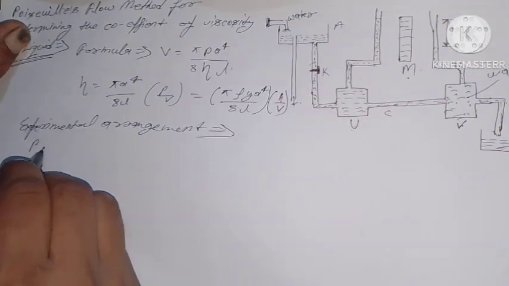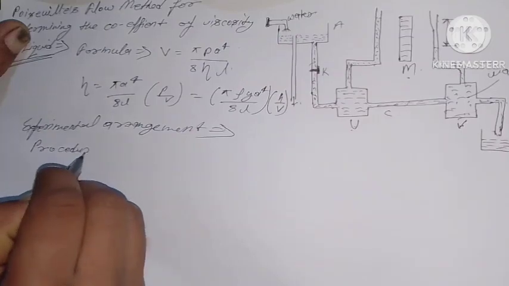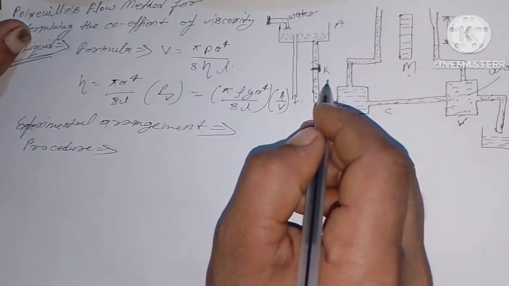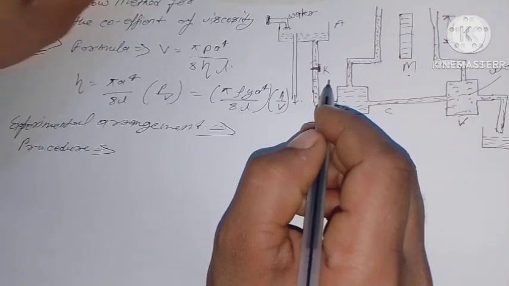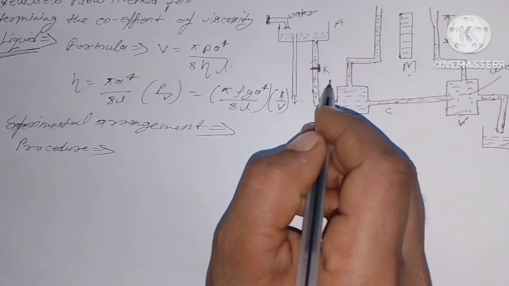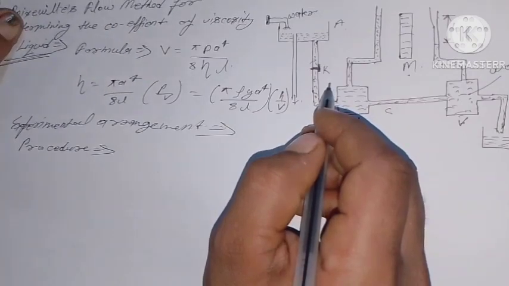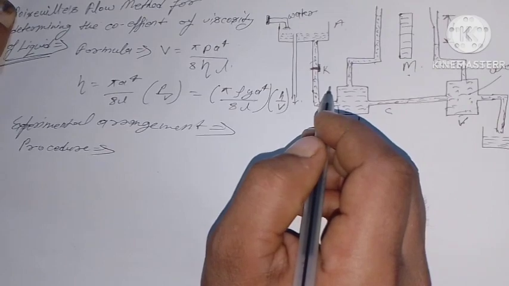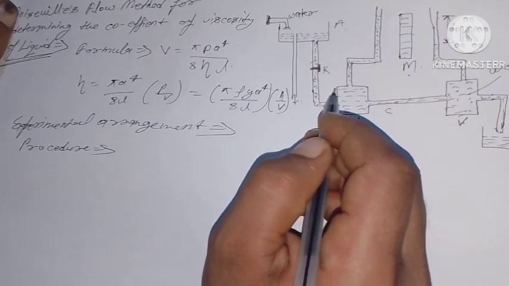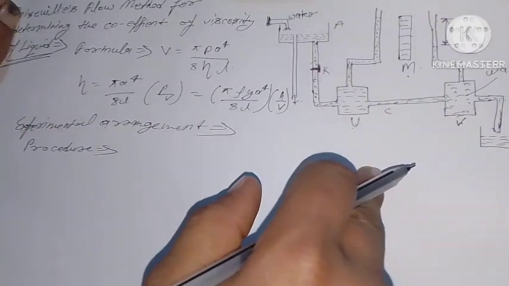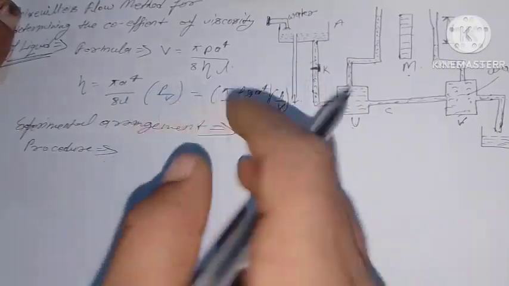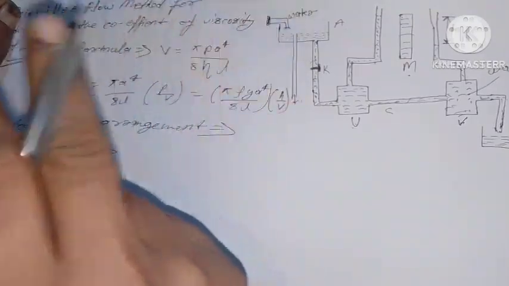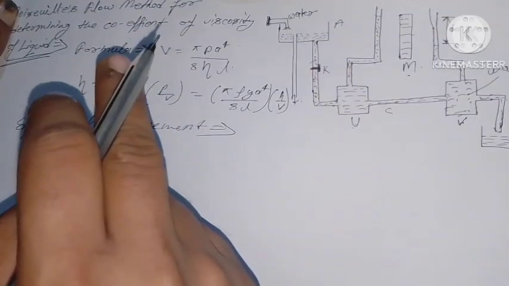Procedure. With the help of the pinch cock K, the flow is adjusted so that the liquid leaves the capillary tube drop by drop. When the flow becomes steady, the emerging liquid is collected in a graduated jar for certain intervals of time. Thus we find the volume V flowing per second for a constant difference of levels H in the manometer. The experiment is repeated a number of times for different values of H.